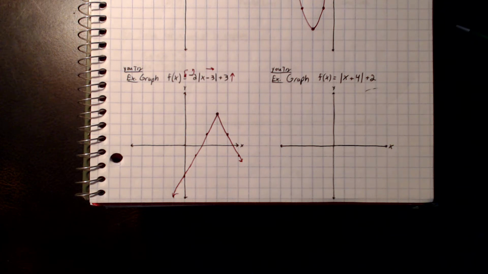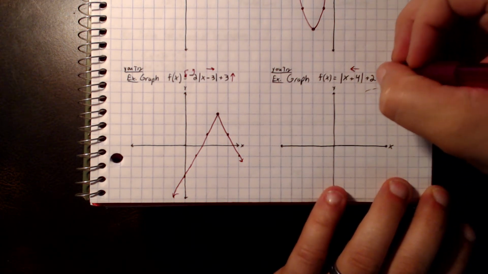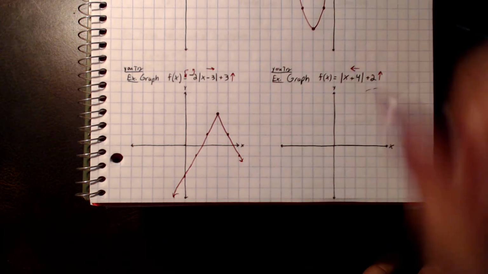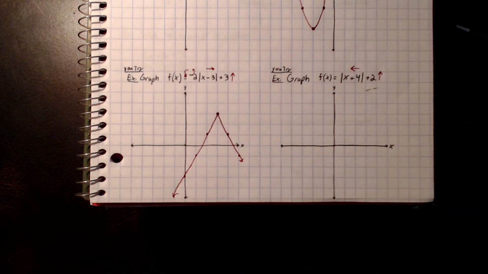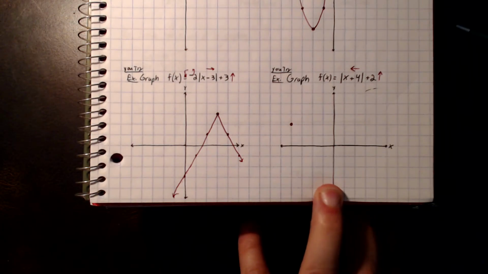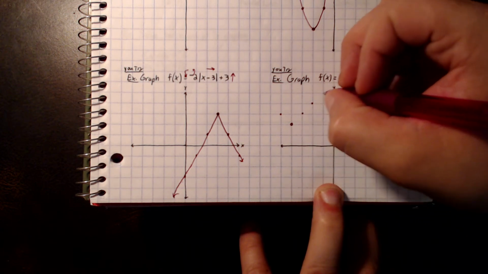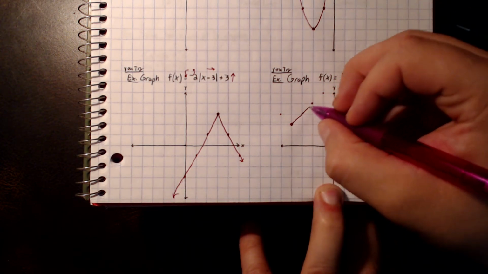Your last one. We need to move left and up. No flip, no stretch. It's still a V function, so we move 4 over and 2 up would be right there, and then it's just our normal absolute value V function.